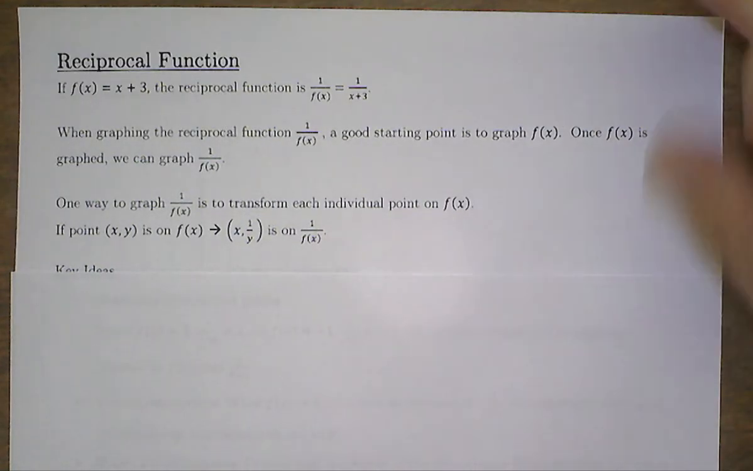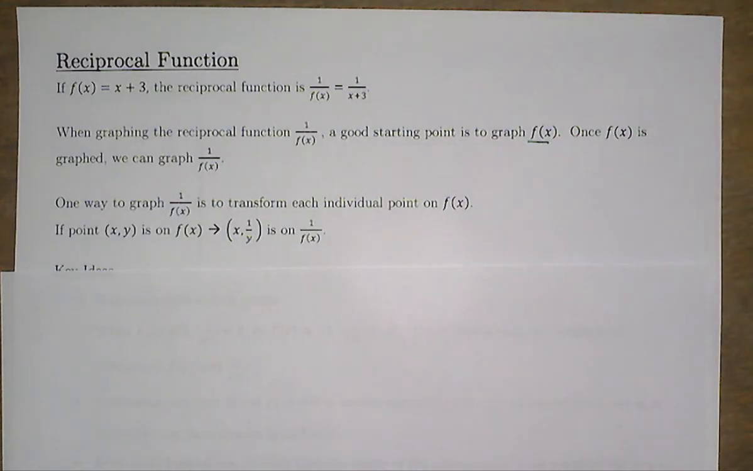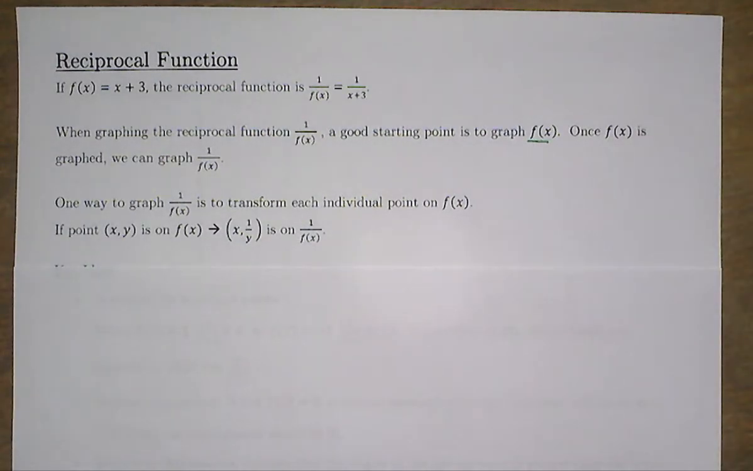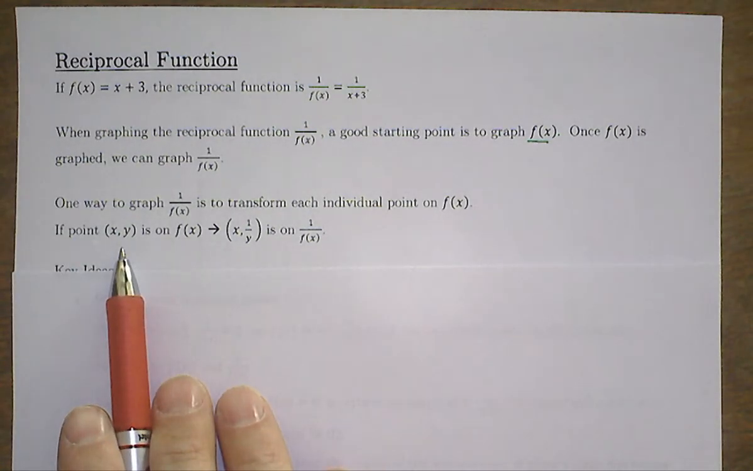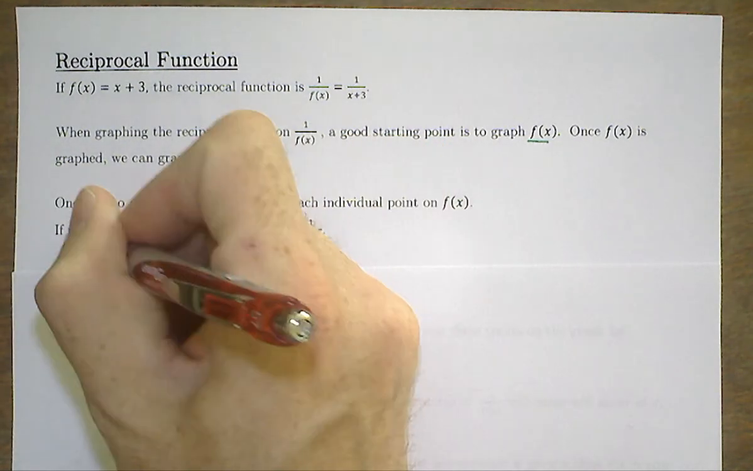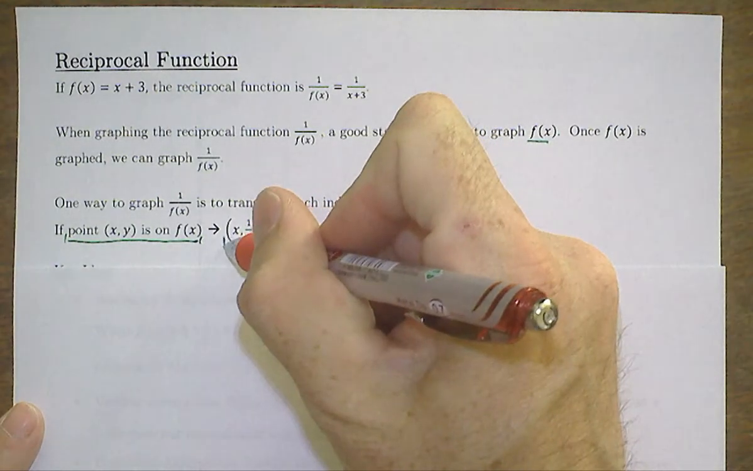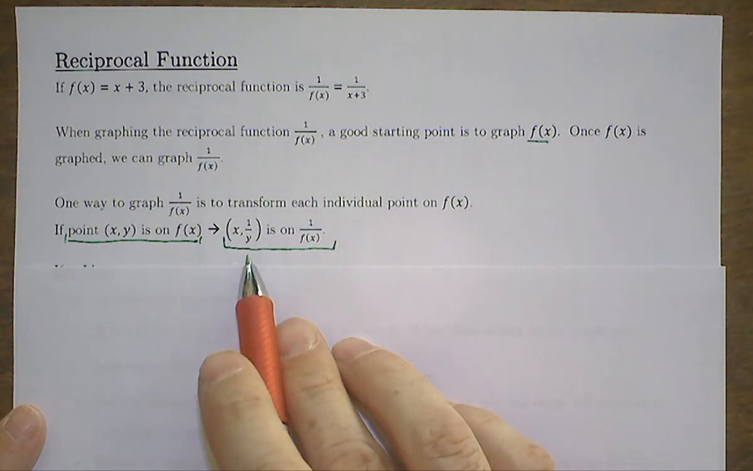So when graphing the reciprocal function 1 over f of x, a good place to start is with the original function f of x. Once we have the first function graphed, that is f of x, we can graph the reciprocal function. Now how might we do that? If point x, y is on f of x, then what points will be on the reciprocal? Well, all we do is take the reciprocal of the y value.